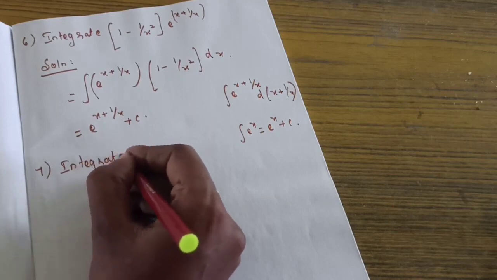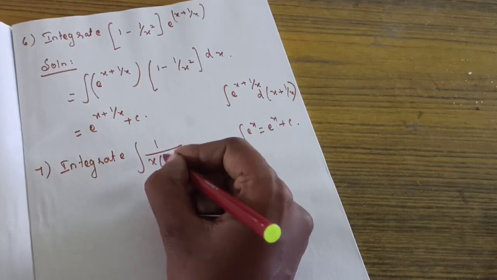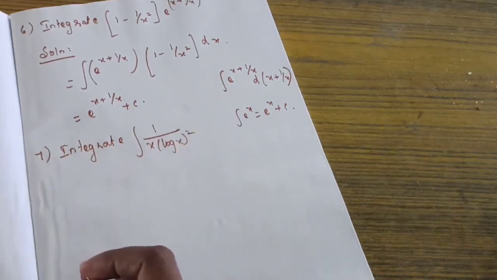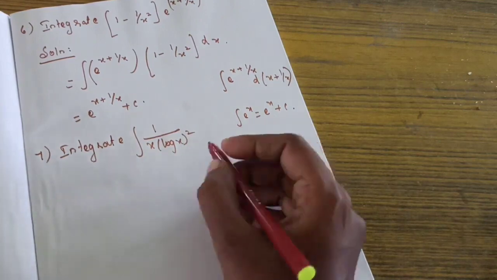7th question. Integrate the integral of 1 by x into log x the whole square. Okay, so this also is the same as the previous question. So we can check it here.